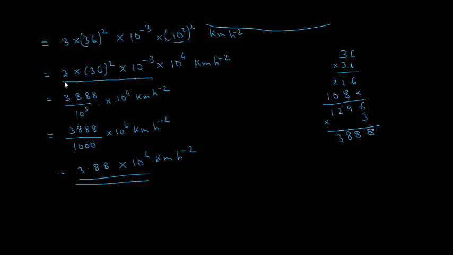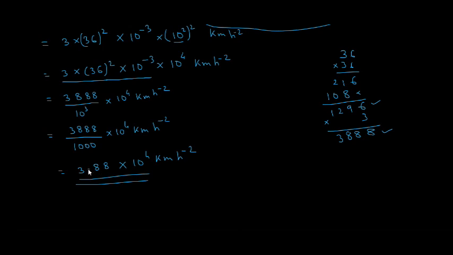So if we multiply this 3 into 36 square, here 36 into 36, this is the answer. Again this is multiplied with 3, then this is the answer. So we have put here 3888 upon 10 to the power minus 3. From numerator we have taken to denominator, so 10 to the power 3 multiplied by 10 to the power 4 kilometer hour to the power minus 2. Now we have converted into decimal. So this decimal point was divided by 1000, 3888 divided by 1000, we got 3.88.